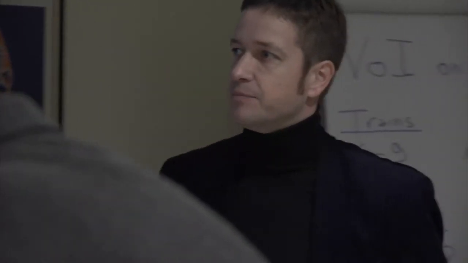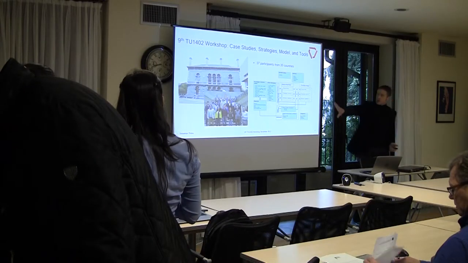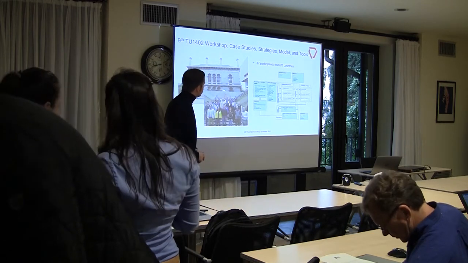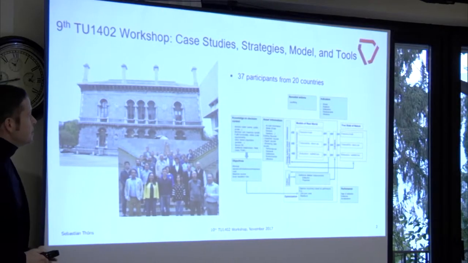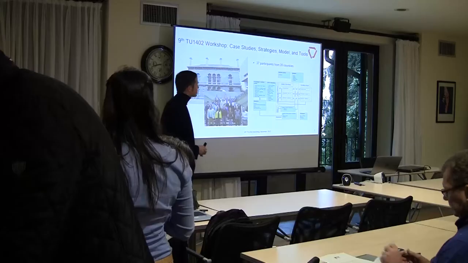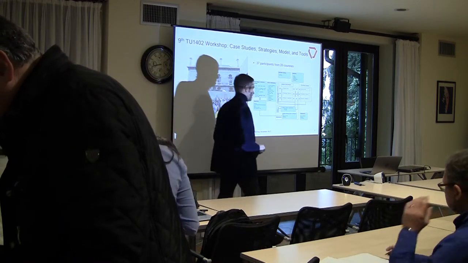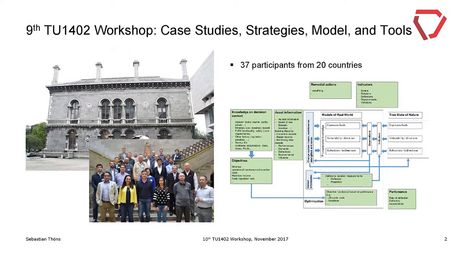So a few words on what has been happening previously. At the end of May, we had the 9th workshop, where we got a hold of the case studies, strategies, models and tools. We have been working with this scheme, where we define the scope around our central value of information analysis. This part was also the central element for the training school. We taught around and inside the scheme. This was built upon previous workshops, and I think it was a very good event to get us started.